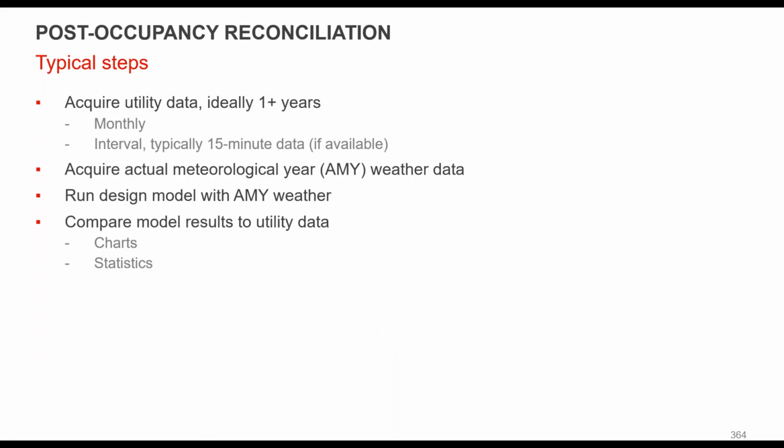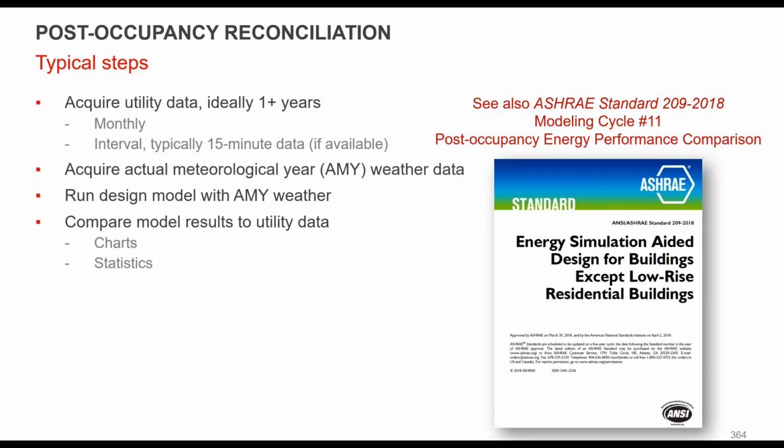So first step, typically you're trying to acquire a year of data. I really recommend if you can get 2 or 3 years of utility data, and associated weather is the key thing as well. So you want to run the model against the actual weather, being able to look at what's going on and then compare that to the utility data, looking at charts and statistics and see how you're doing. So Standard 209, that we talked about earlier yesterday, covers post-occupancy energy performance comparison, at least an overview of how you would go about doing that.